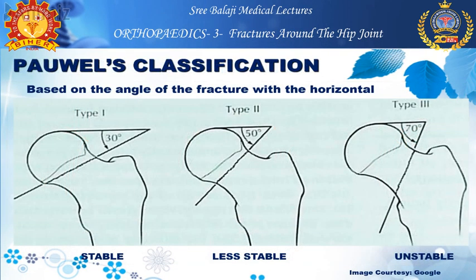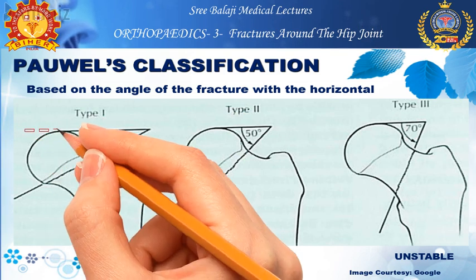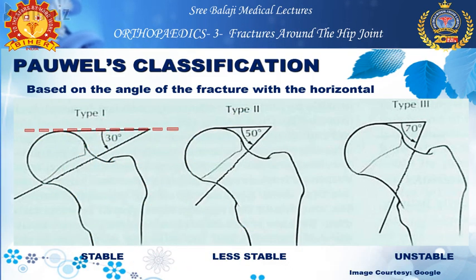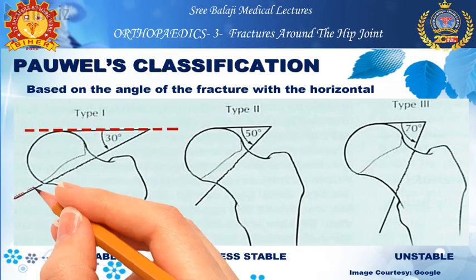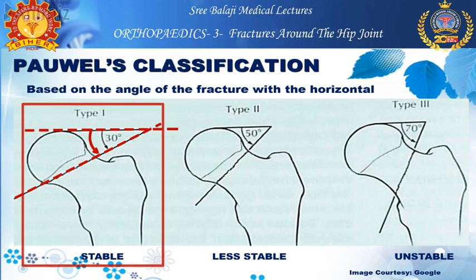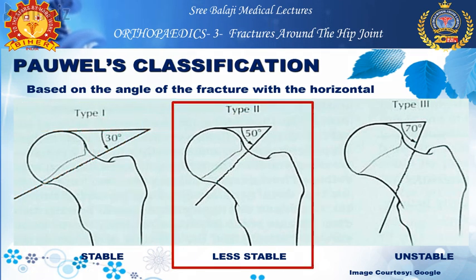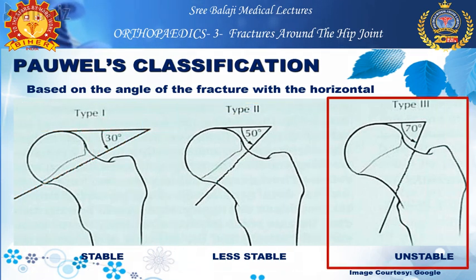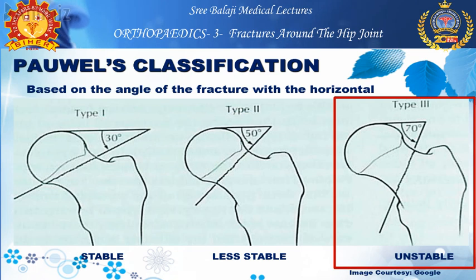Pauwels' classification is another classification which is well oriented and relevant. A horizontal line is drawn over the head of the femur and another line over the fracture line over the neck of the femur. It makes an angle. If the angle is 30 degrees, it is stable, at 50 degrees it is less stable, whereas at 70 degrees it is a more unstable fracture.